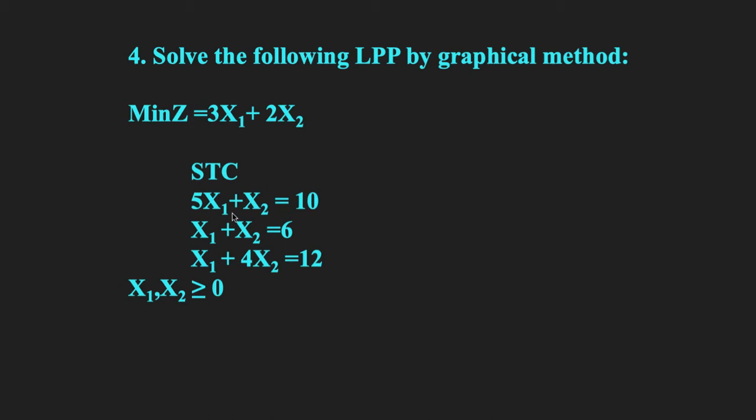We are going to assume the value of either of these two, that is x1 or x2. So if we substitute here x1 is equal to 0, the whole of this part will become 0 and x2 will be equal to 10. Now if we substitute x2 is equal to 0, then 5x1 will be equal to 10 and x1 will be 10 by 5, that will be equal to 2. Now let us go and find out the values of x1 and x2 in all these three equations.